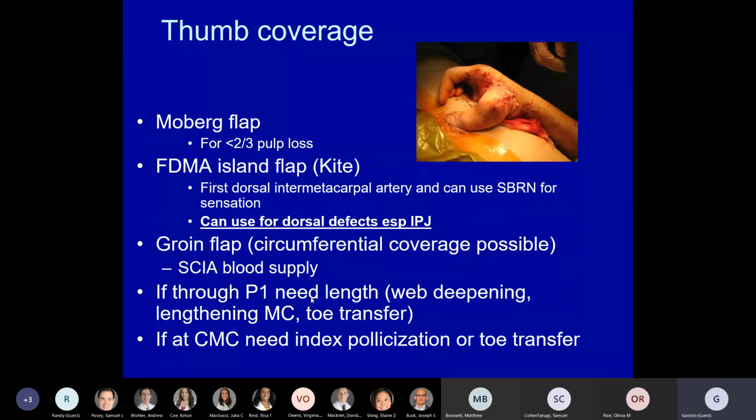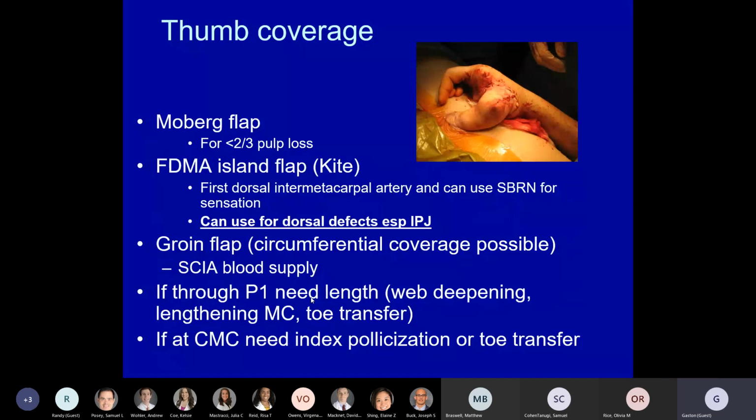They could ask you, you can also make that a sensate flap, because you can take the superficial branch of the radial nerve that goes to that and sew it into the digital nerve on the thumb. If they give you a completely degloved thumb, like if there's no skin circumferentially, your answer is going to be a groin flap. Blood supply for a groin flap is the SCIA, the superior circumflex iliac artery.